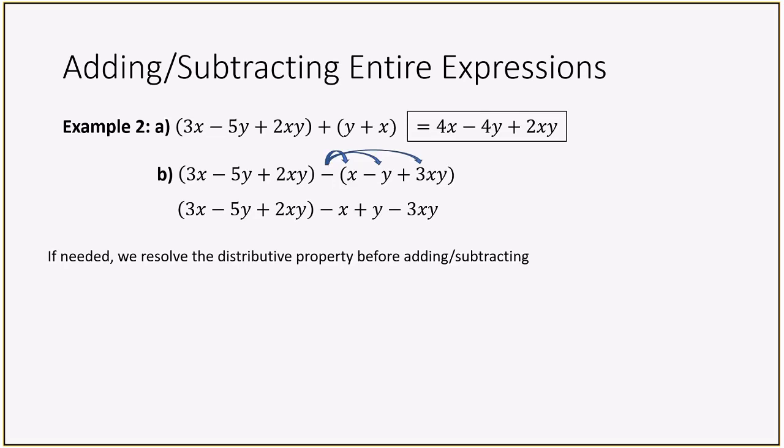And now that I've distributed all of those negatives, I'm actually set. Now I've dealt with the second parentheses. I'm going to almost treat it as though I was doing example A, in that I can drop all of my parentheses and fall back to that idea of combining like terms. So it'll be 3x minus x gets me 2x, negative 5y plus y gets me 4y, 2xy minus 3xy gets me negative 1xy or negative xy.